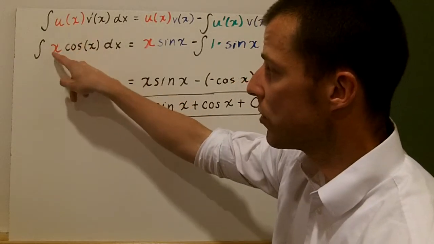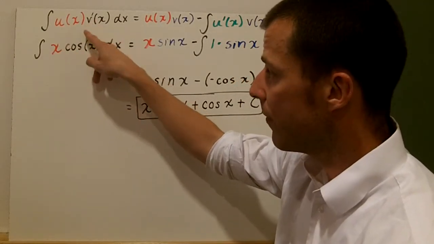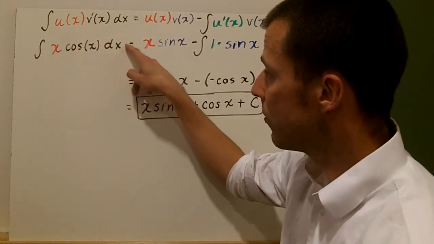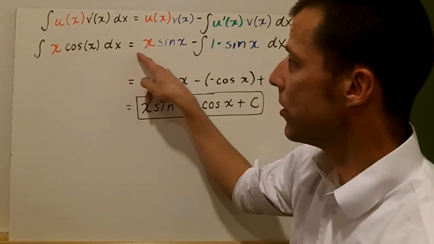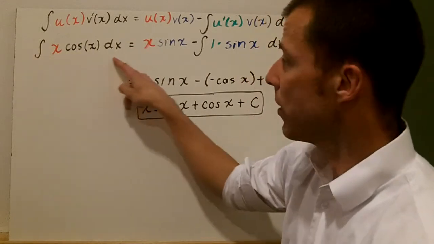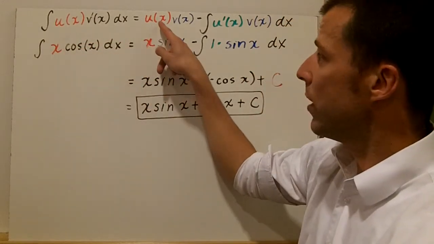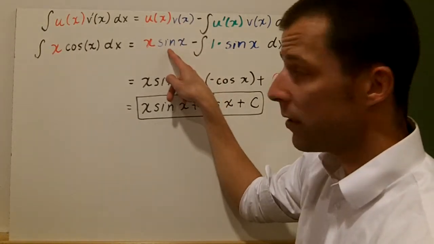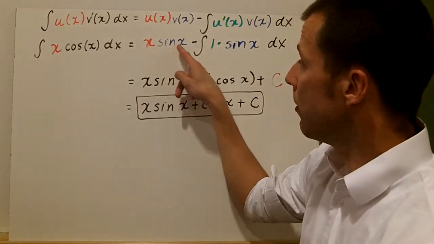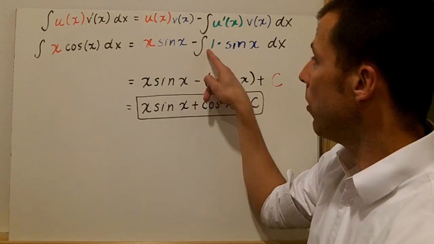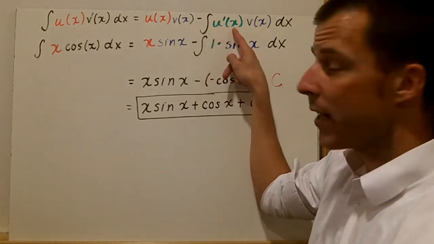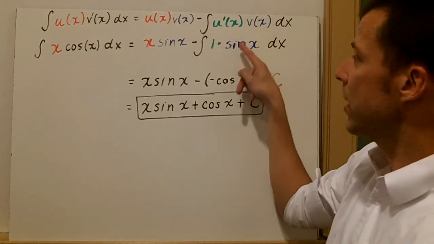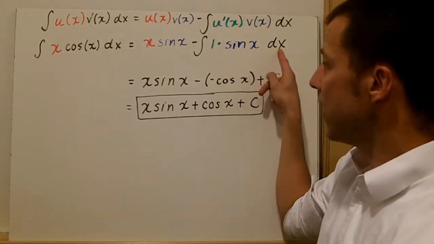We know that u of x was x, v prime of x was cosine. So there's the original problem. All right, here is the original. Here's where the integration by parts takes place. We have u of x, which is x, v of x, which was sine, okay, minus the integral of 1, which is u prime of x, times v of x again, which was sine x dx.